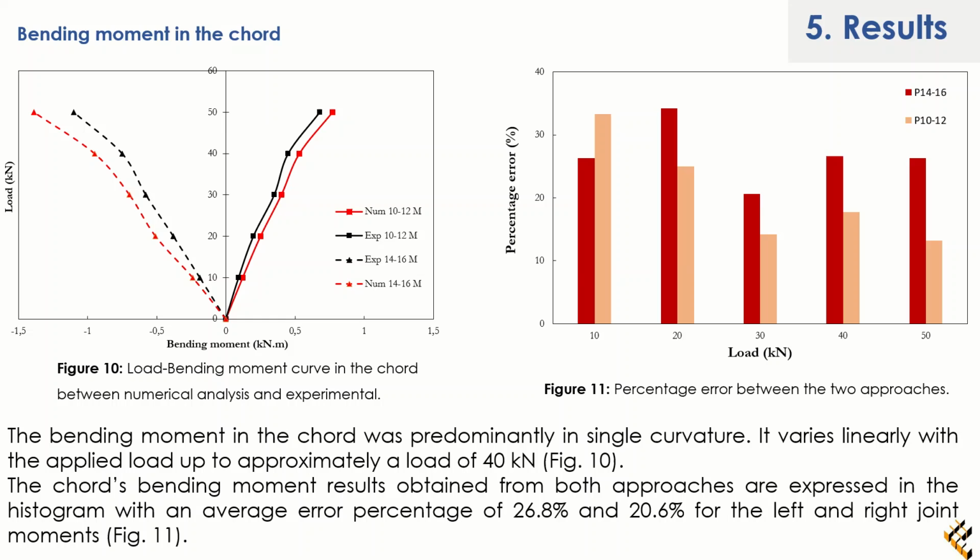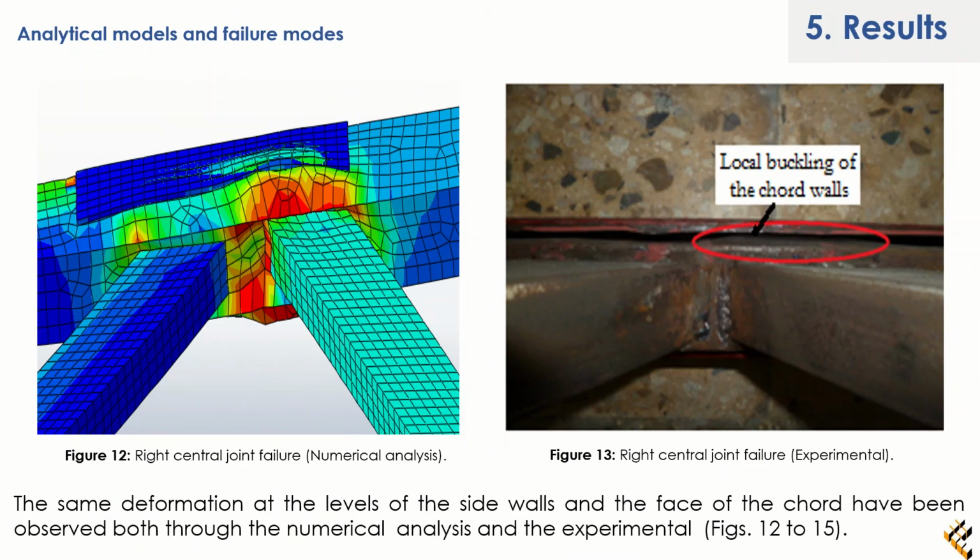In Figures 10 and 11, we find the bending moment in the cord walls, which was predominantly in a single curvature. It varies linearly with the applied load up to an experimental load of 40 kN. We find here the deformations and local bucklings of the cord walls. The same deformation was seen in the numerical model.